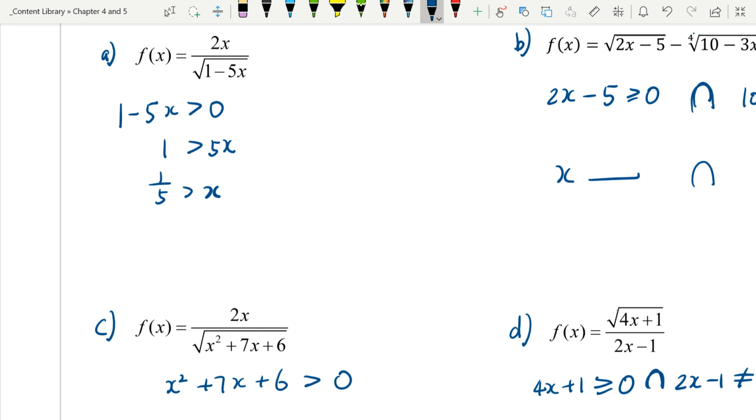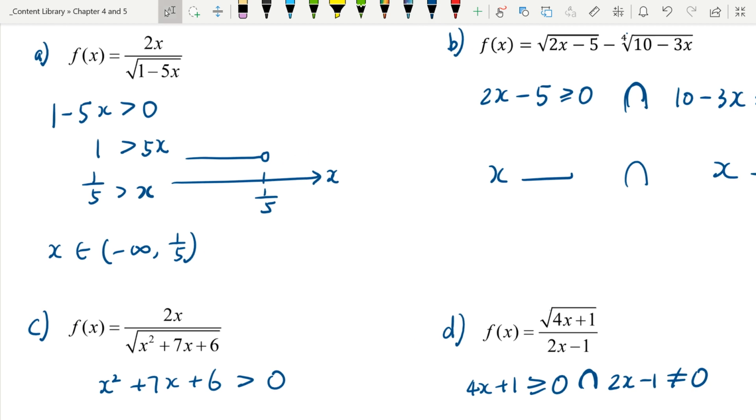If you have a problem writing the set, I would recommend you draw things on the number line. So 1 over 5 is here, and x less than that is all the way that way. So x belongs to negative infinity to 1 over 5, exclusive, because it's an open circle. So from the most left-hand side to the right-hand side. Okay, that's the first one.